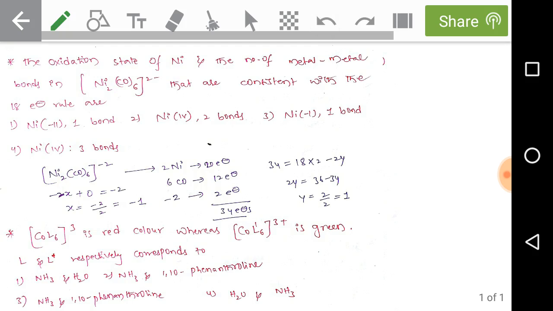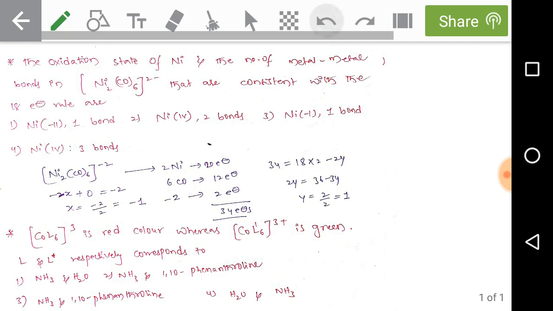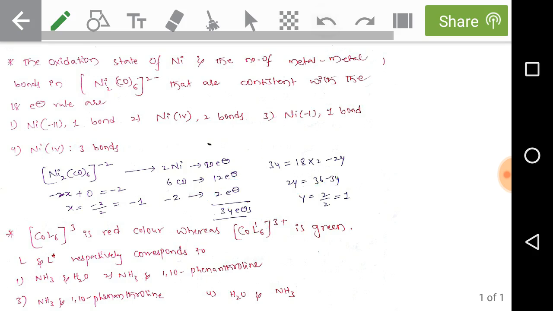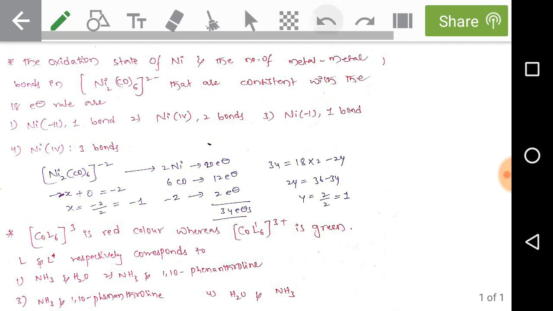Okay, right. Now in that complex we need to find the total electron count. Here we have 2 nickel, that's 20 electrons, and 6 CO contribute 12 electrons, and the -2 charge contributes 2 electrons, so total 34 electrons. And we have a formula to find metal-metal bonds: total electron count is equal to 18x minus 2y. Here x indicates the number of transition metals in the complex, and y indicates the number of metal-metal bonds. So here 34 equals 18 into 2, because we have 2 nickel, minus 2y. From that we can get the number of metal-metal bonds equals 1.